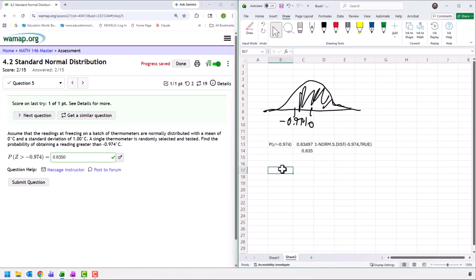So I'm going to stop this video and I'll come back and do another one on using the standard normal distribution. And this is really foundational for what we're going to be doing in section 4.3. And then as we move on, we're just going to be building on these concepts. So take the time, understand what you're doing, draw the pictures.